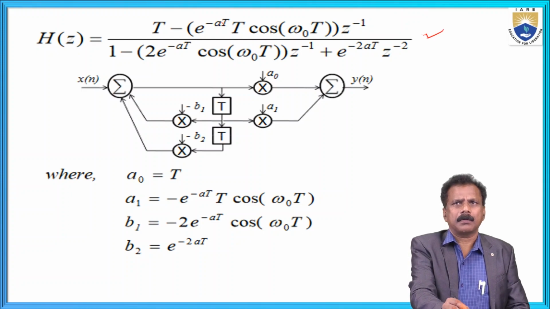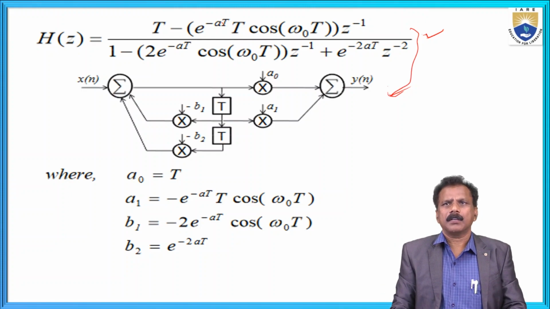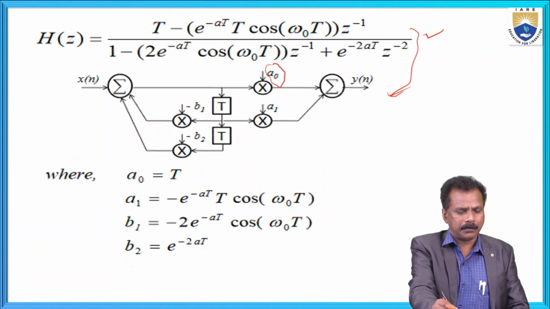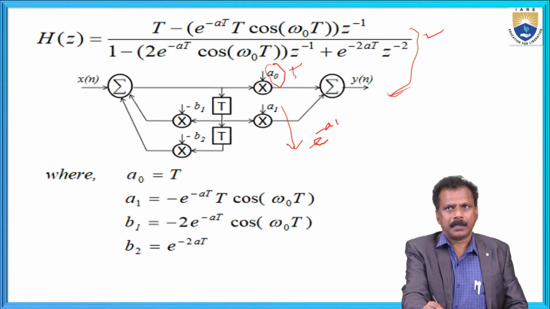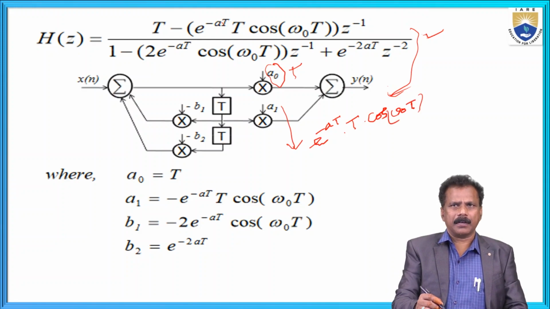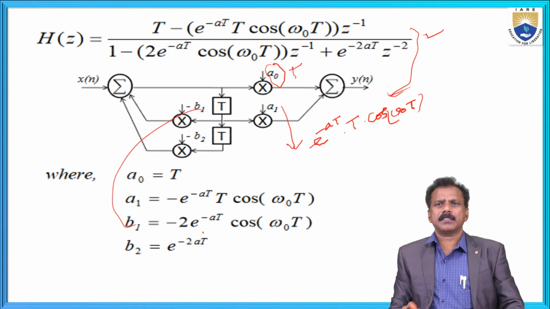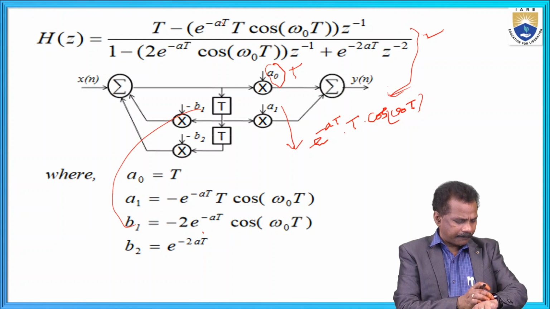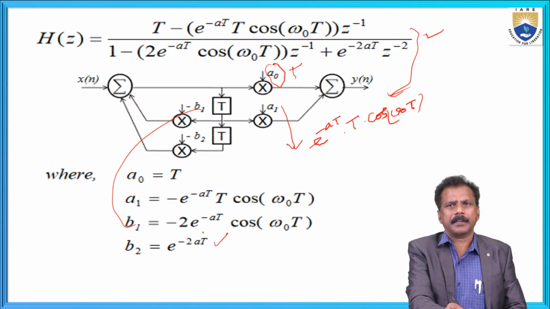Okay, so we will try to analyze this same mathematical equation in terms of the sequence coefficients, where a0 is equal to capital T, where a1 is equal to minus e power minus aT into cos of omega naught T. Okay, where b1 is equal to minus 2 into e power minus aT into cos of omega naught T, and where b2 is equal to e power minus 2aT.